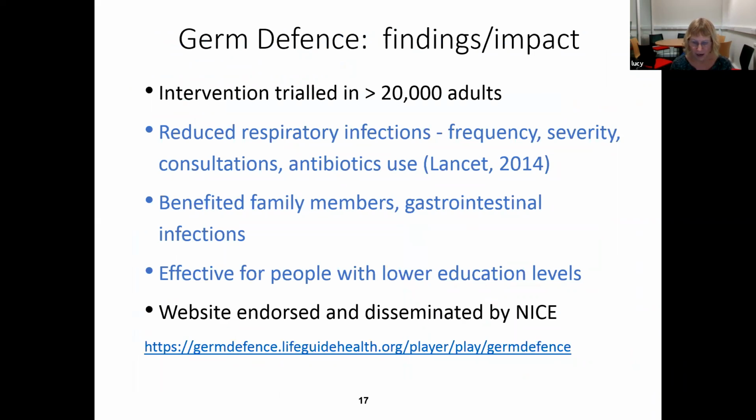And it didn't just stop colds and flu, it stopped gastrointestinal infections, and it helped rates of infection in family members as well. And we did some analyses after to see who it worked for, and we're very happy to see that it worked just as well for, for example, older people, but especially people with lower education levels. I think you probably saw that we made it very accessible. And so it's now being endorsed and disseminated by NICE.